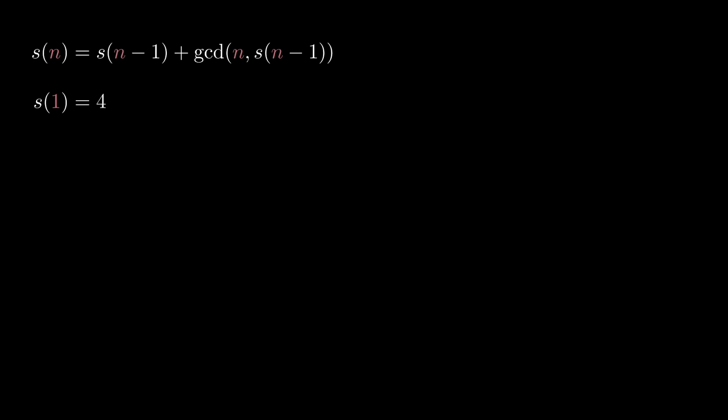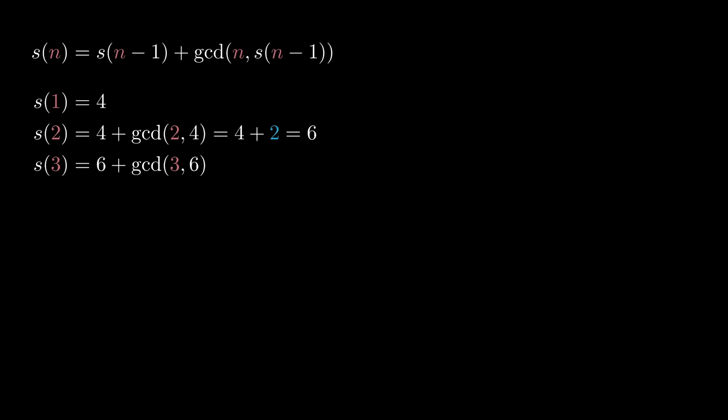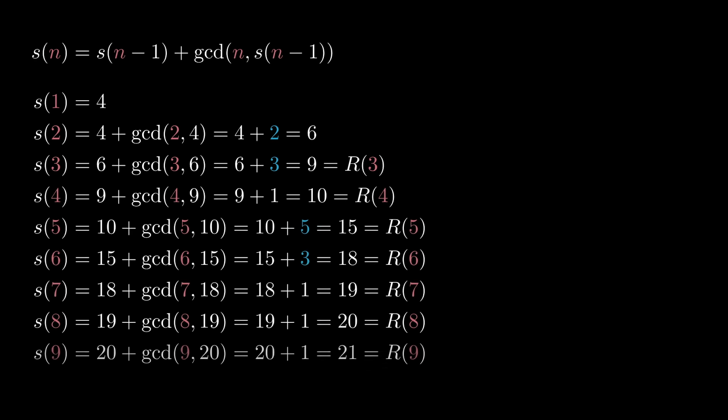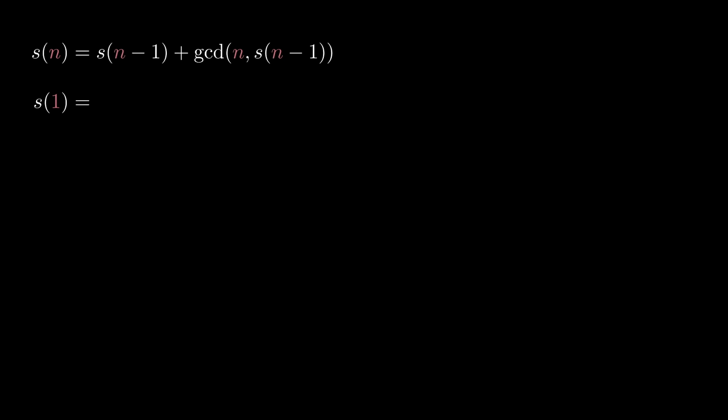When we use the initial term 4, the first GCD is 2, so S of 2 is 6. The next GCD is 3, so S of 3 is 9. But guess what? R of 3 is also 9. So from this point on, the sequence is exactly the same as the sequence with initial term 7. If you look hard enough though, you do find some genuinely new behavior.